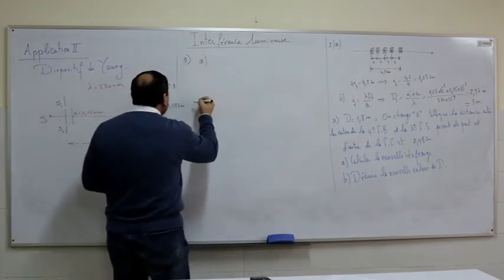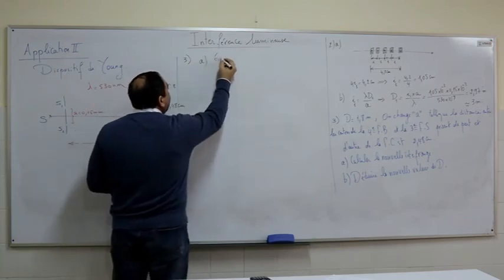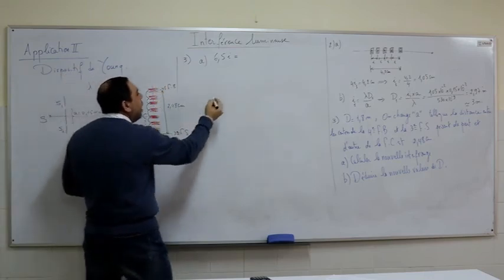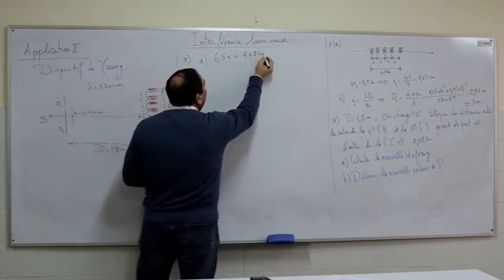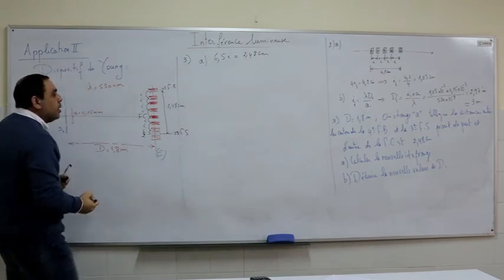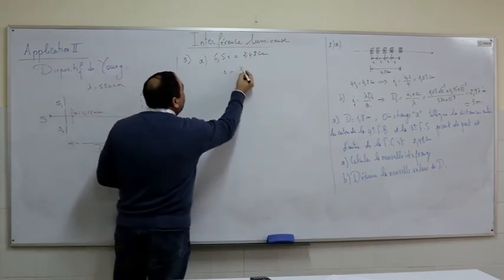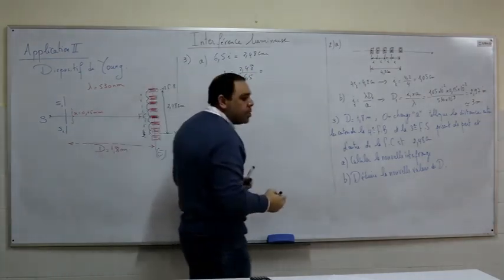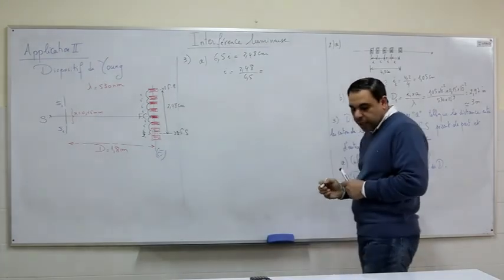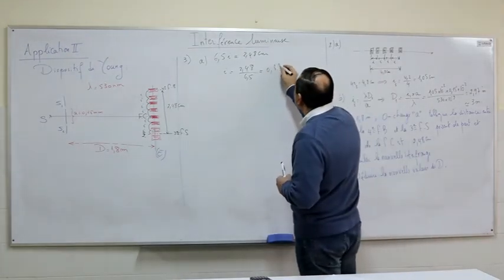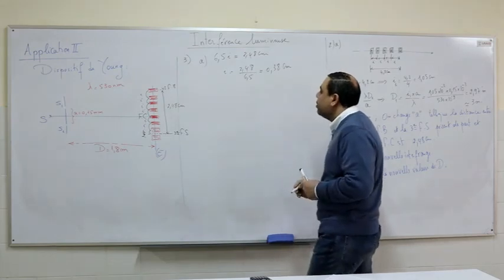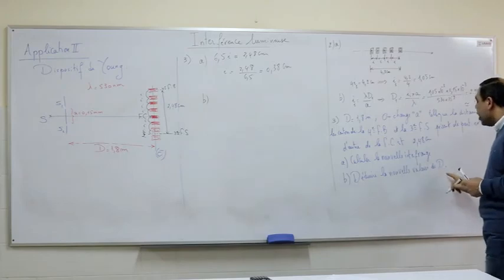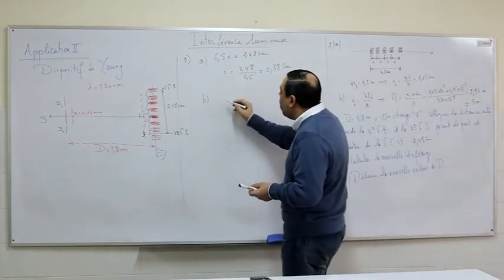So 6.5 I equals 2.48 centimeters. I is equal to 2.48 over 6.5, which is 0.38 centimeters. In part B, deduce the new value of A.